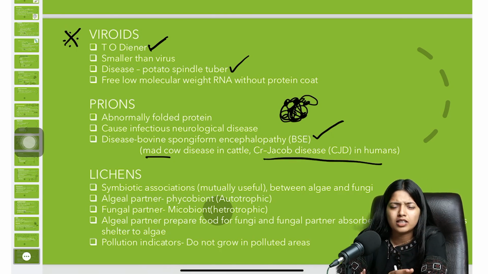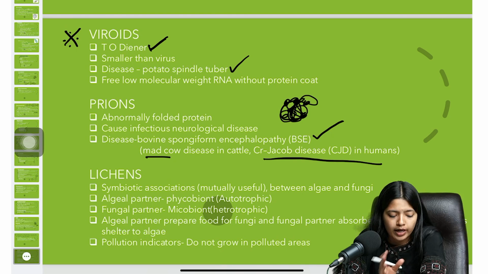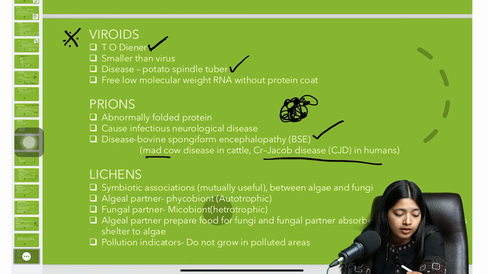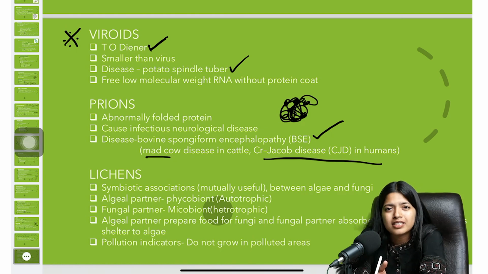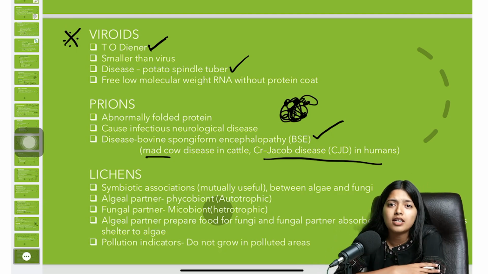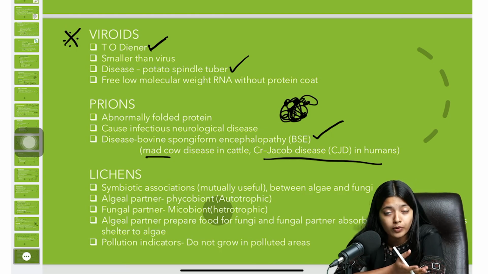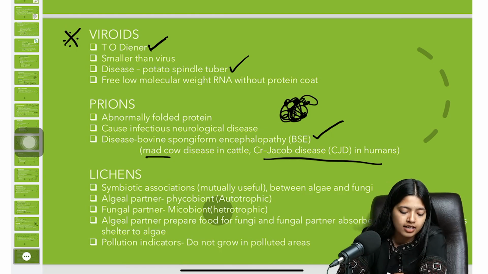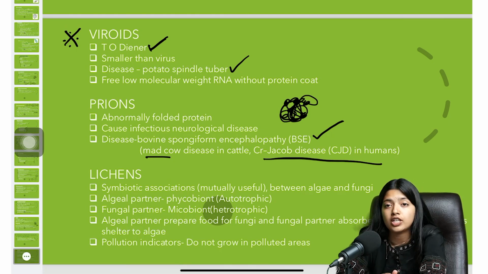It's very easy, I think. Viroids were discovered by Theo Diener. They are smaller than viruses. The disease they cause is potato spindle tuber disease. And then prions. Viroids are simply an RNA without a protein coat. And prions are abnormally folded proteins. They can cause neurological diseases, for example, bovine spongiform encephalopathy, which is mad cow disease in cattle, and then there is Creutzfeldt-Jakob disease, CJD, in humans.